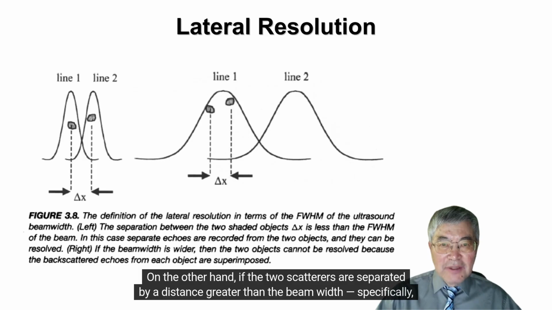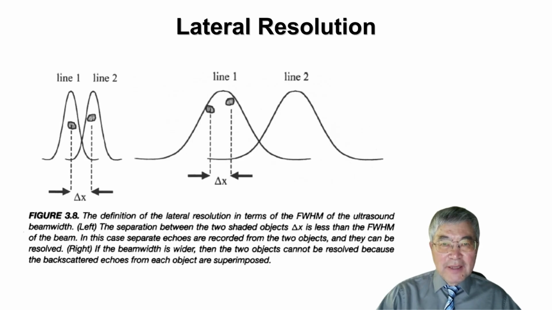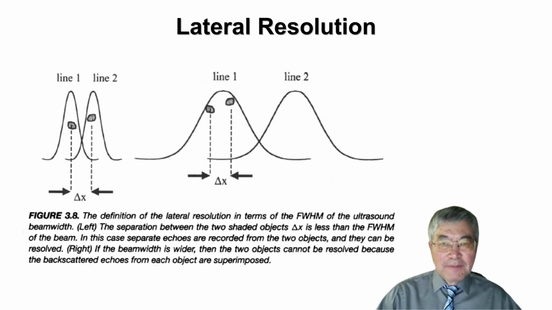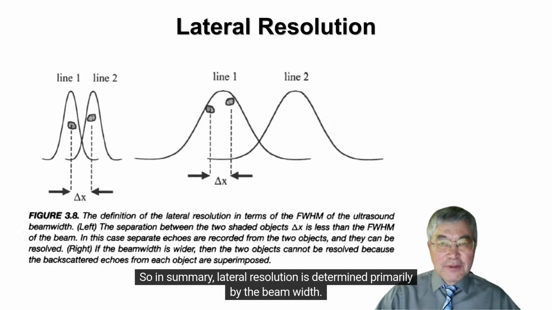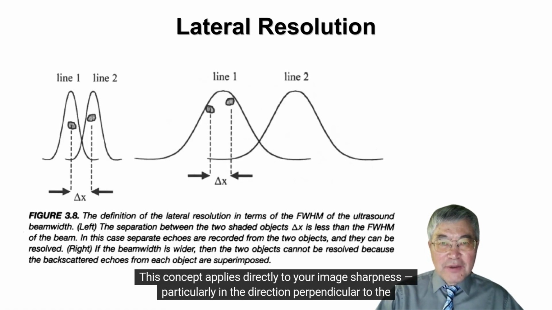On the other hand, if the two scatterers are separated by a distance greater than the beam width, specifically greater than the full width at half maximum, then the two echoes appear as two distinct peaks. That's what we want. So the smaller the FWHM, the better your lateral resolution because you can separate two adjacent points in space. So in summary, lateral resolution is determined primarily by the beam width. Narrow beams resolve closely spaced objects. Wide beams cause overlap. This concept applies directly to your image sharpness, particularly in the direction perpendicular to the beam path.